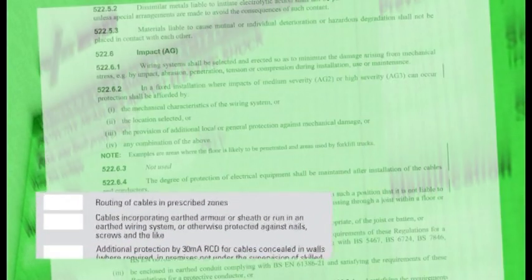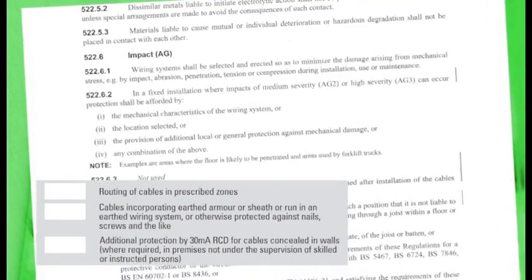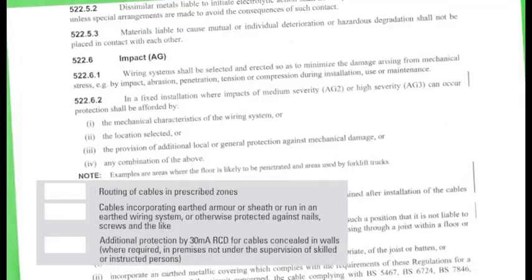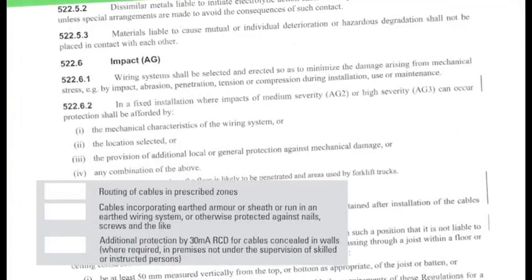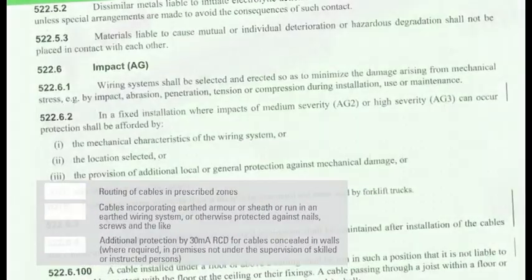The next three headings relate to the requirements of Regulation Group 522.6, which focuses on minimising damage arising from mechanical stress, examples of which could be caused by impact, abrasion, penetration, tension or compression during installation, use or maintenance. The regulations within 522.6 apply to protection of cables when installed under floors, within ceiling voids, walls, and also partitions with an internal construction which could include metallic parts.